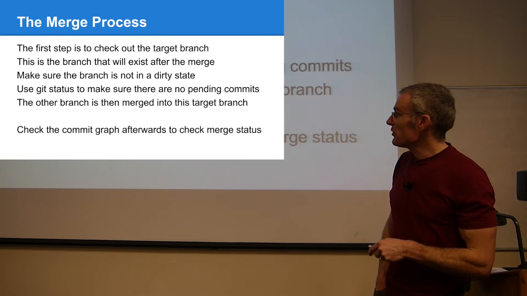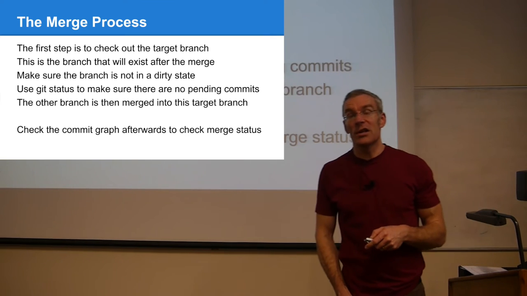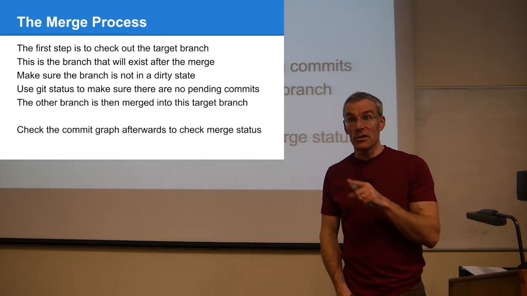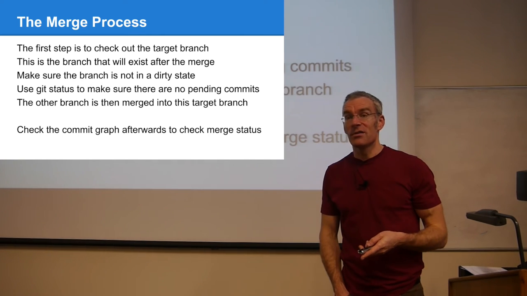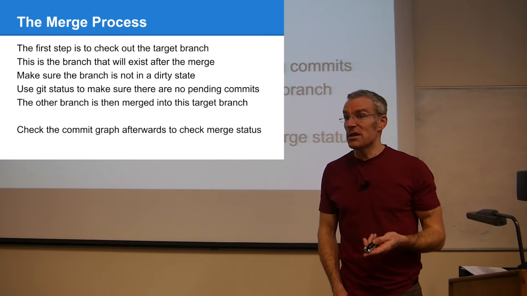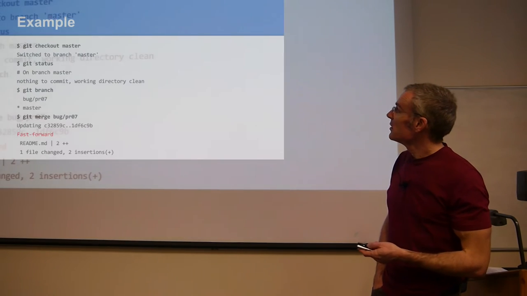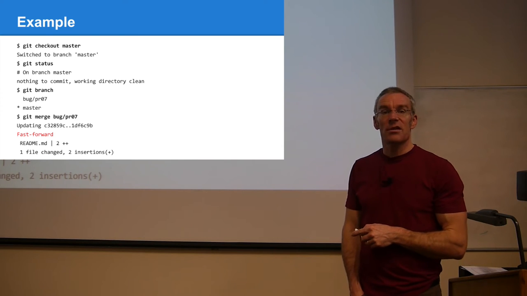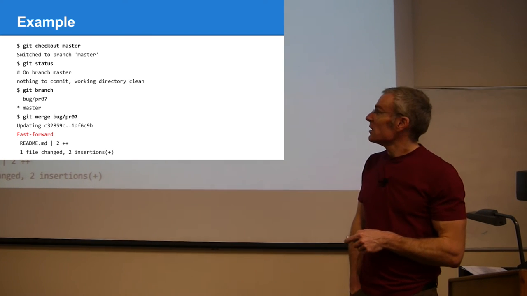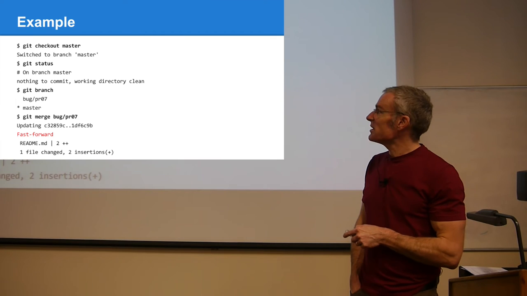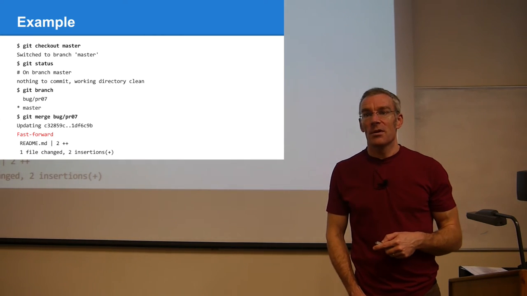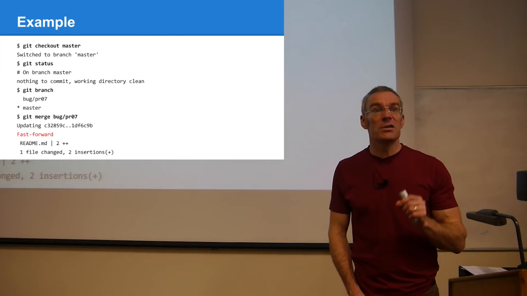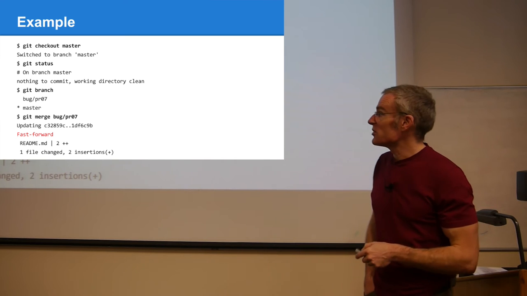And there's a really cool thing called a commit graph, which I'll show you later, which shows you graphically, even on a shell screen, what's happened with the branch and the merging. But here we are. Git checkout master. So I've switched to my master branch. Git status: nothing to commit, working directory clean. Okay, that's good. It means I'm ready to start merging my branch.